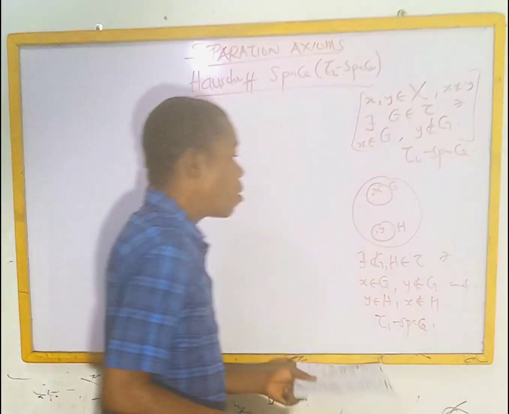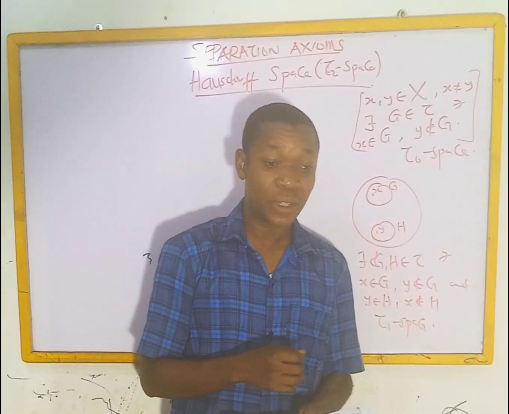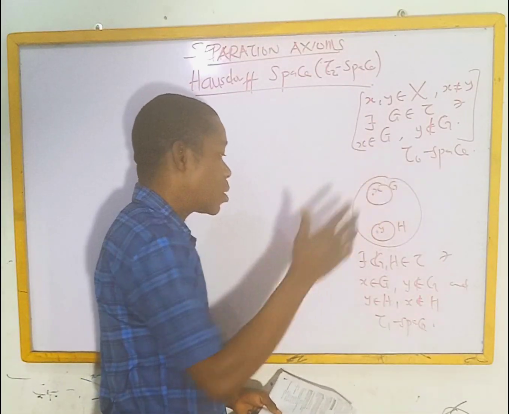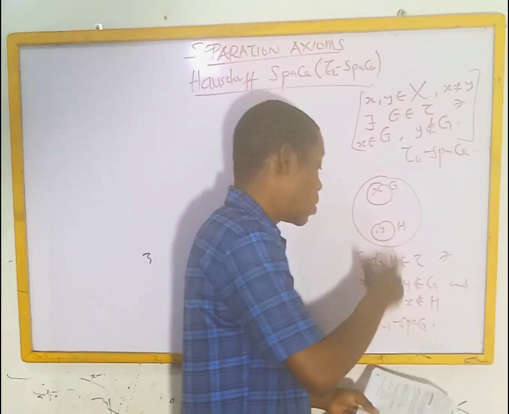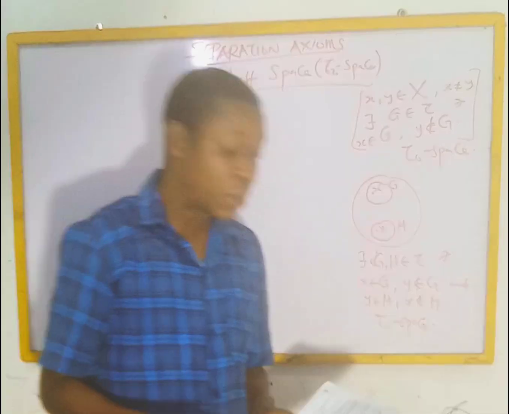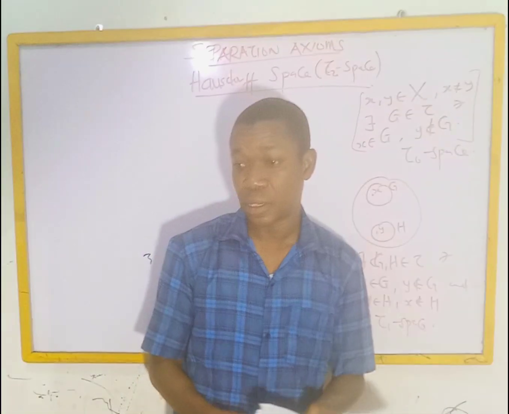You can get more details from some of our videos. Just go back and learn more about Tau0 space and Tau1 space. Now today we want to look at Tau2 space, or we simply call it Hausdorff space.